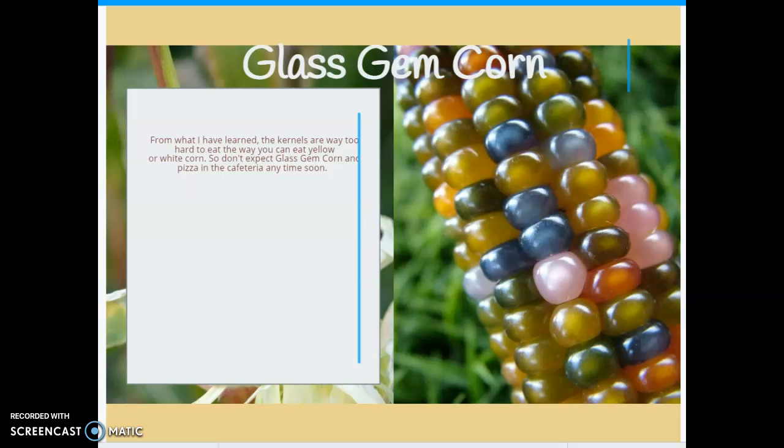It would be kind of cool if we could have glass gem corn on pizza days, but it's not something that's going to happen. You're probably going to grind this up as well. But what I've learned in the video that I attached is you can also pop this as popcorn. Now, I'm pretty certain it doesn't pop in these colors, which would be super cool if it did. I don't know, we'll look into it, see if we can order some and get some in the class.